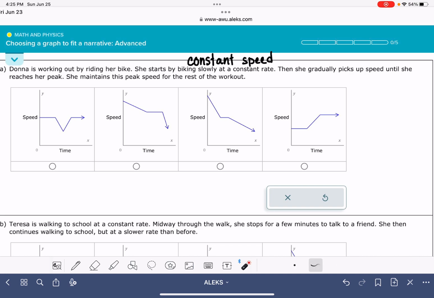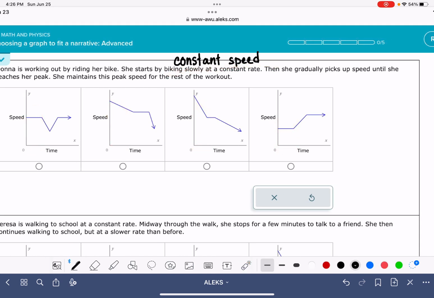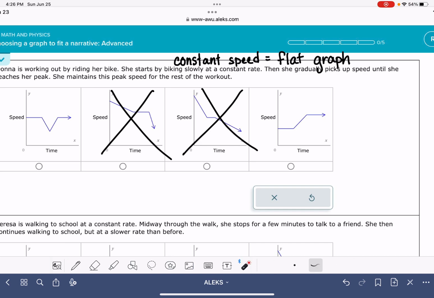So at the very beginning of the graph, the beginning segment of our time, if I'm at a constant speed, that means that my graph is flat. I don't know how else to describe it. We have a flat graph, so this graph shows that speed is decreasing. That's not what we have going on. It says initially the speed is a constant right there.